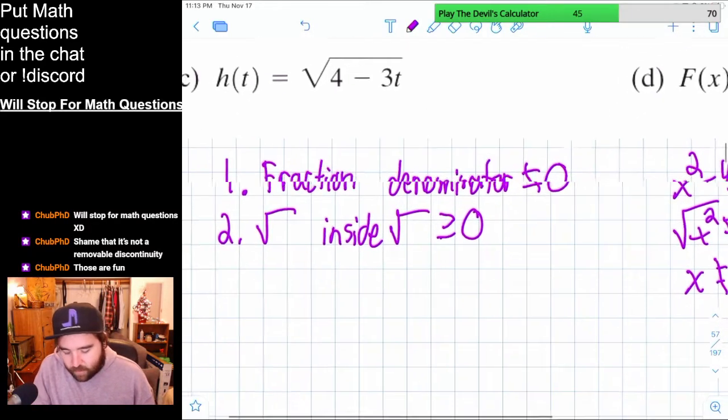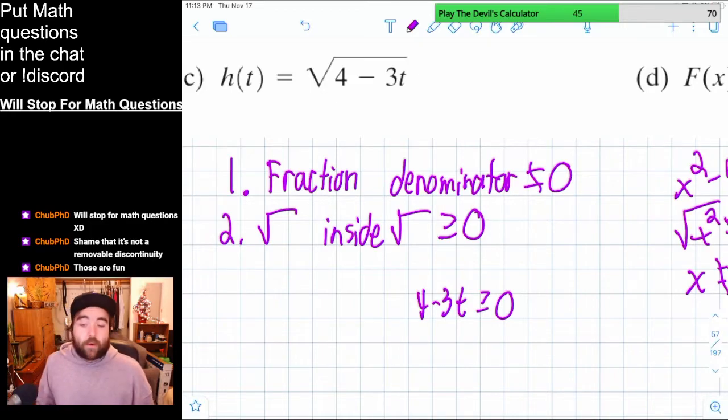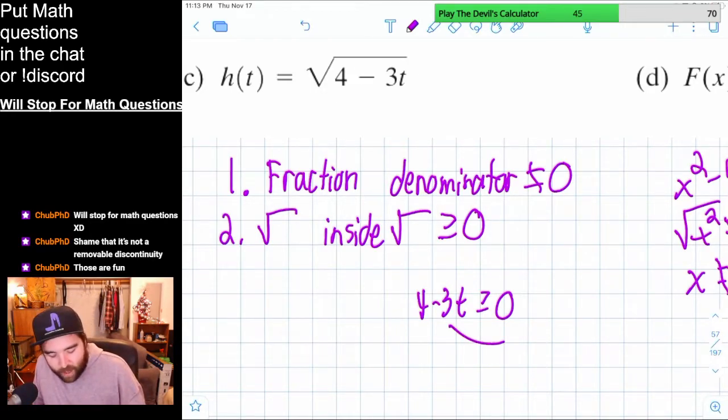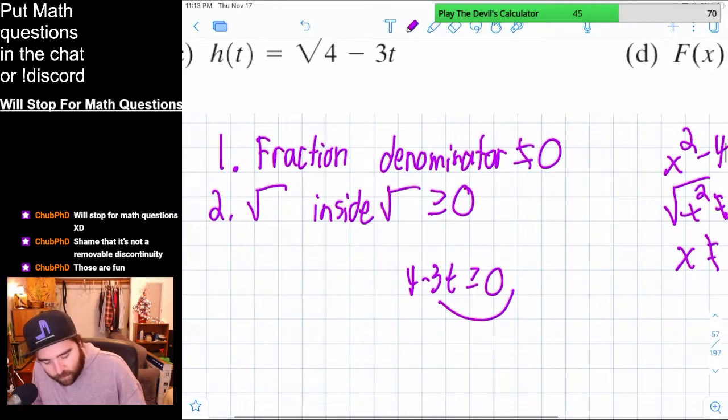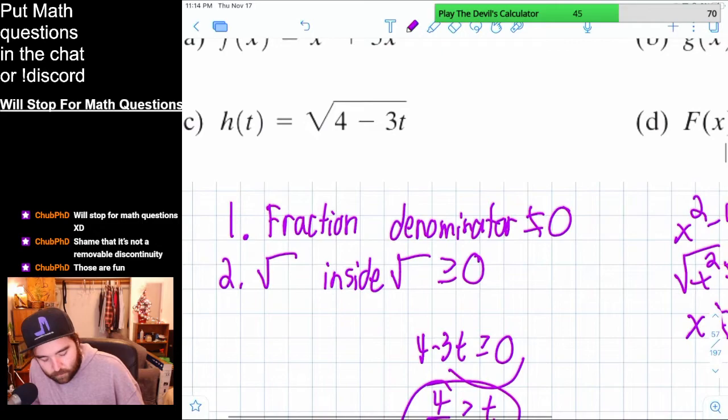And so that's what we're going to do here. We're just going to take everything that's inside that square root, 4 minus 3t, and say that that has to be greater than or equal to 0. And then you just get t by itself. So I would add this to the other side and divide by 3. So 4/3 is greater than or equal to t. And that's our domain for this one.